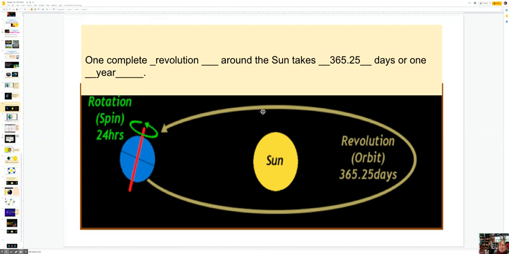Looking at the picture, kids, it tells us everything that we need to know. Kids, one complete revolution around the sun takes 365.25 days, or 1 year. Kids, so a rotation takes 24 hours. Kids, the Earth is rotating the whole time that it is revolving around the sun in its orbit. Remember, kids, orbit is a pathway.